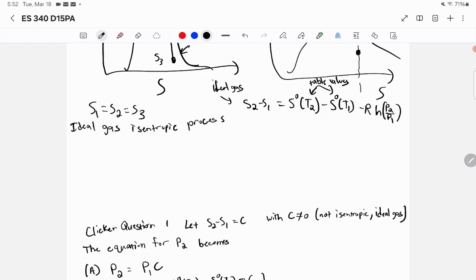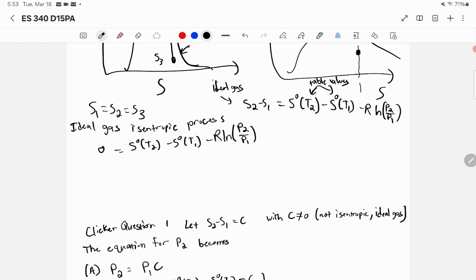And obviously, in this case, we're reading these values as table values for the ideal gas, because in this case, we're not making any assumptions. So if we don't make any assumptions, then we can just read these values off the table because they approximate that integral that we had. Okay, so if it's isentropic, though, S2 minus S1 is 0, so we have 0 equal to S circle of T2 minus S circle of T1 minus R times the natural log of P2 divided by P1.